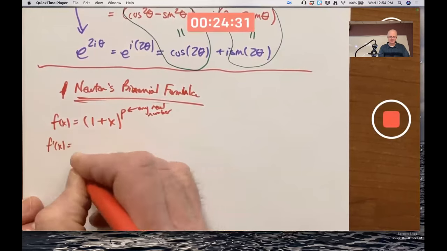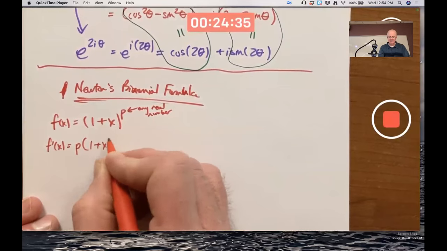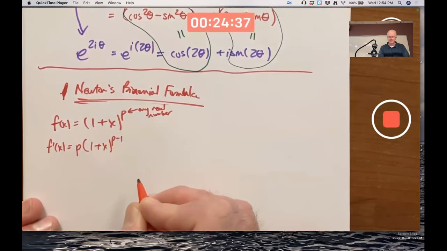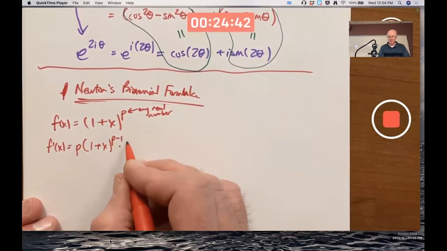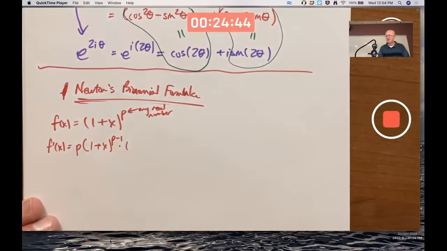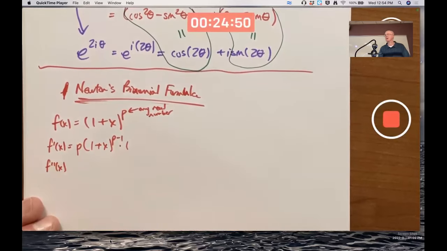F prime of x will be, p is a constant, bring it down, p times 1 plus x to the p minus 1 power. Then with the chain rule, you get a derivative of 1 plus x to be 1. You'd multiply by a 1, which of course doesn't change anything, so I didn't have to write it. And from now on, with the other derivatives, I won't bother writing the times 1.